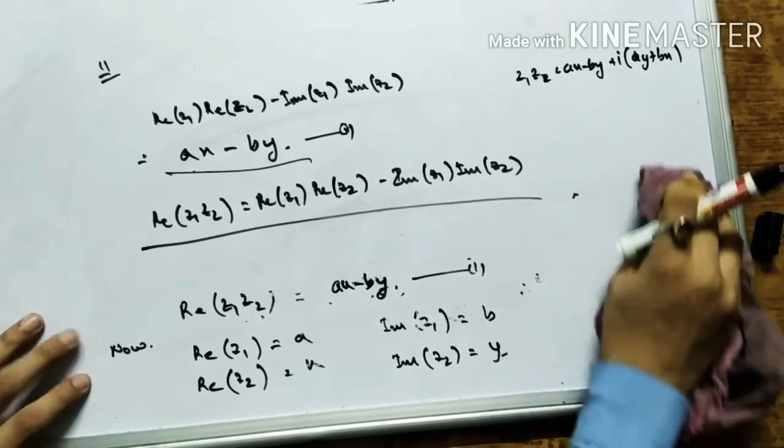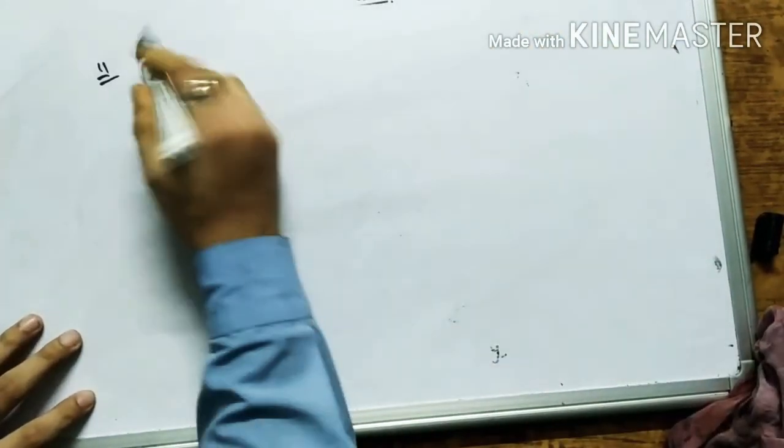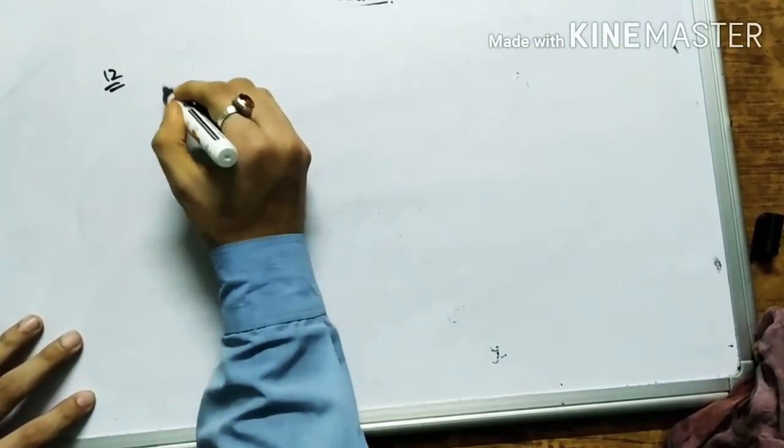So next one, number 11, part B, you try to do by yourself. Next I will go to type 12. This is your type 12, number 1.